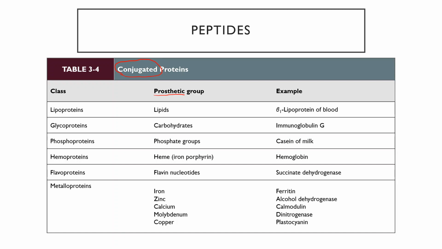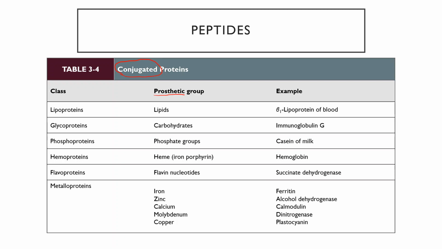And then you can attach metals to proteins too. So lots of proteins have metals conjugated to them. Iron, for example, is conjugated to hemoglobin through that heme group. And then there are lots of other metals out there that are important. So those are called metalloproteins. So a protein with a metal conjugated to it is a metalloprotein.